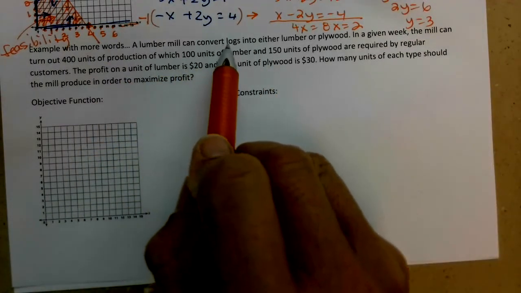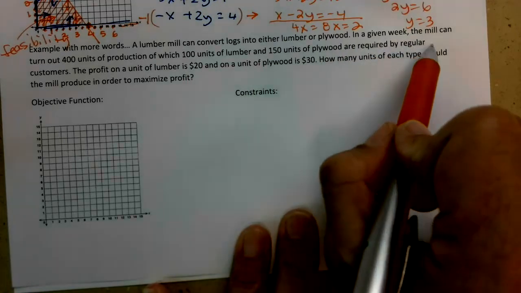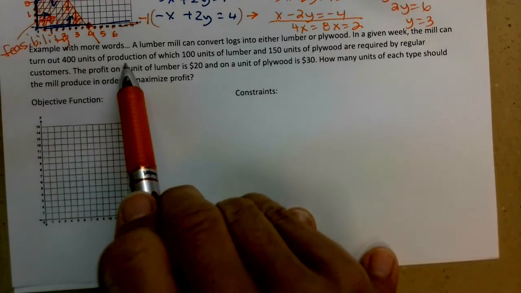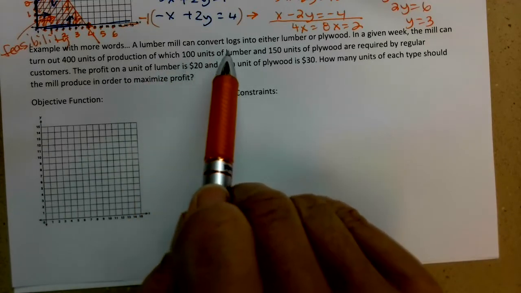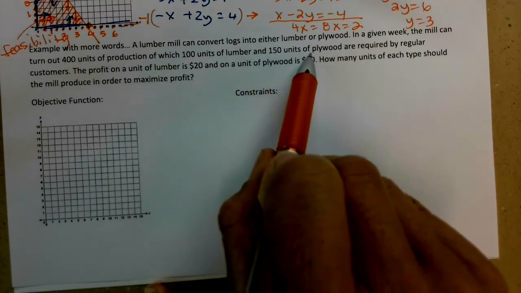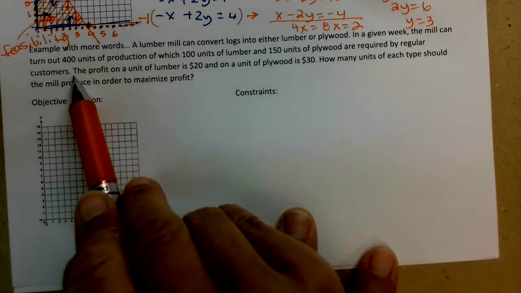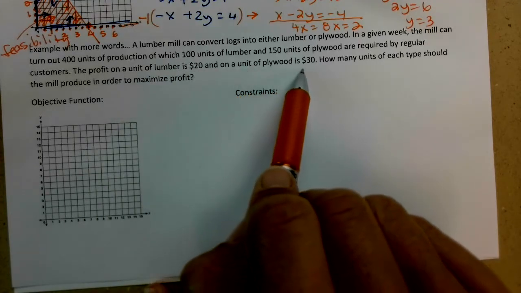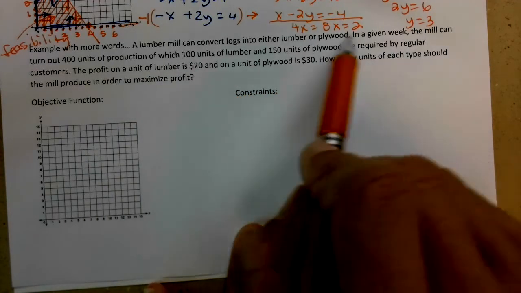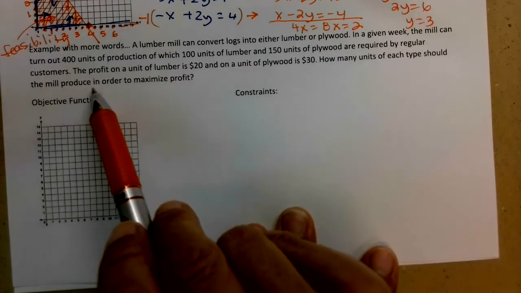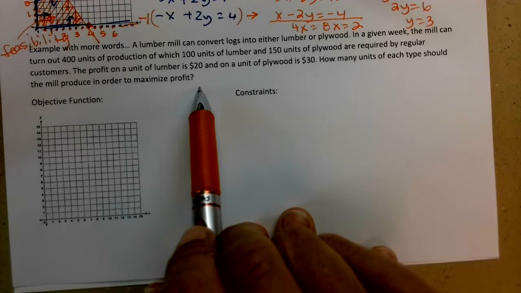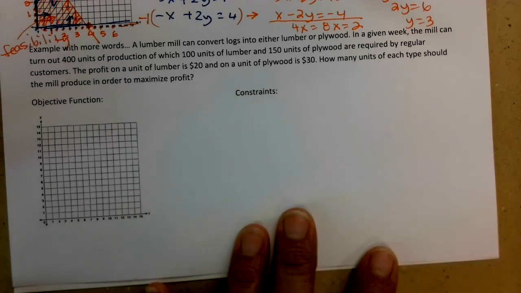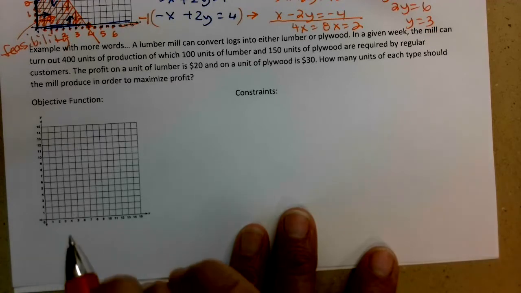Okay, so here we go. A lumber mill can convert logs into either lumber or plywood. In a given week, the mill can turn out 400 units of production, of which 100 units of lumber and 150 units of plywood are required by regular customers. The profit on each unit of lumber is $20 and on a unit of plywood is $30. How many units of each type should the mill produce in order to maximize profit? So the two things that we have control over are how many units of lumber and how many units of plywood.